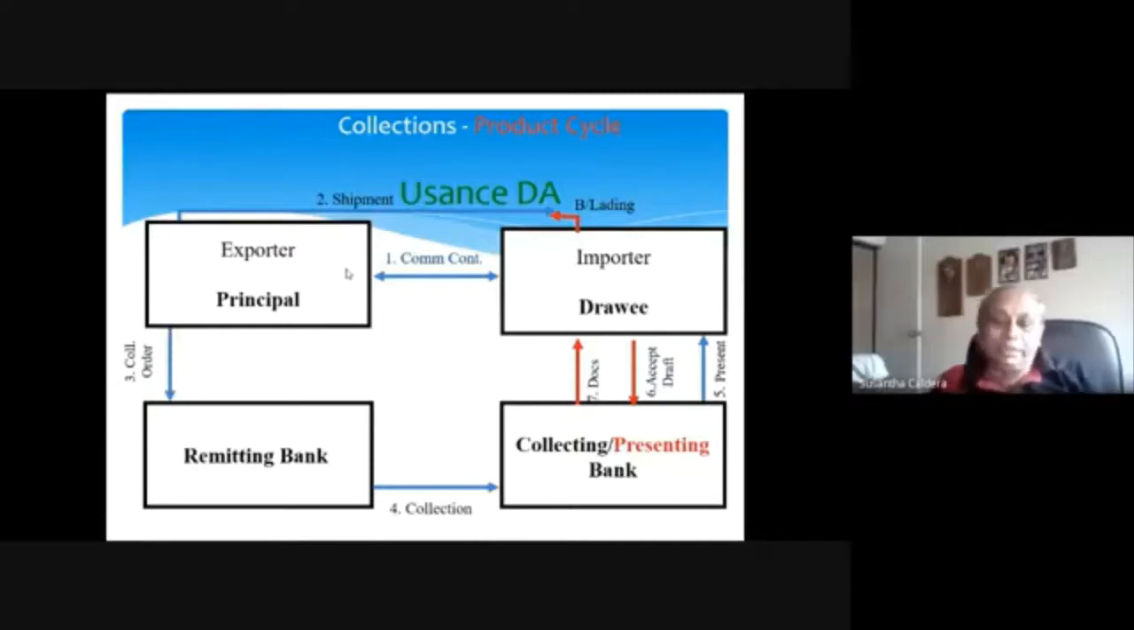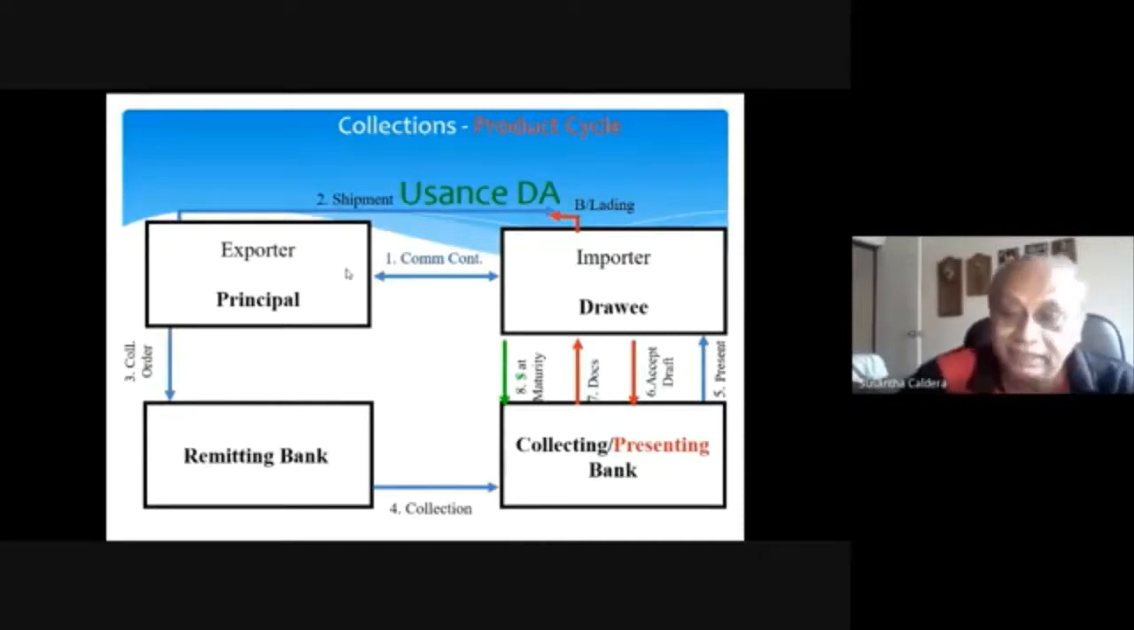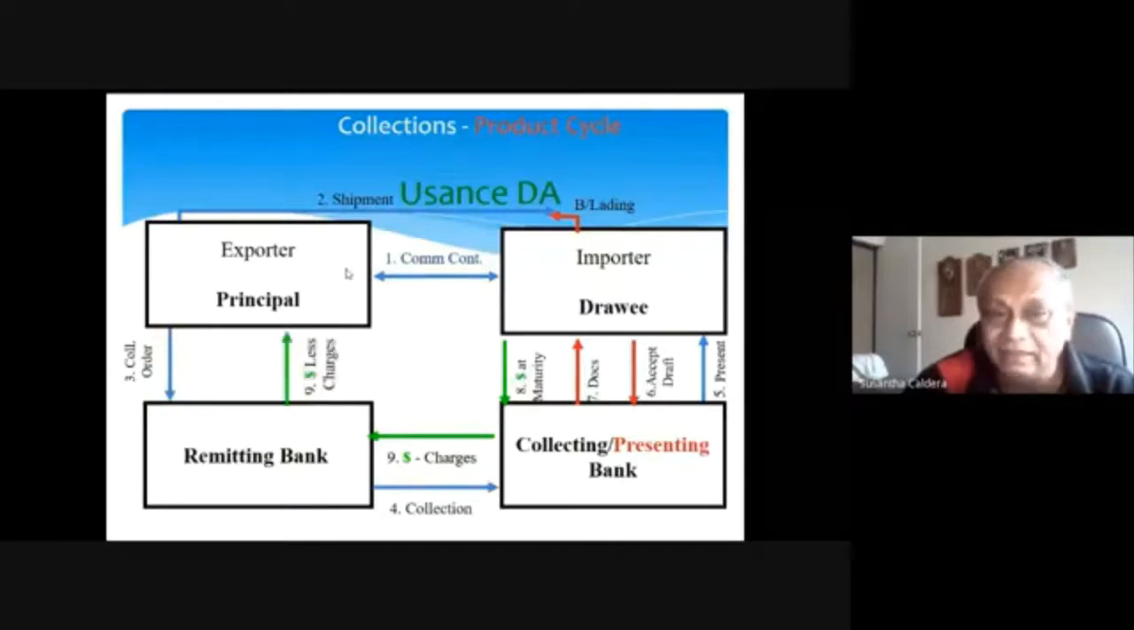Then on the maturity date, the importer will pay. Once the importer pays us, we will deduct our charges, and the collecting bank or presenting bank will remit the money to the remitting bank. Then the remitting bank will deduct their charges. We are banks. Less charges, we give the money to the principal or the exporter. This is the cycle.